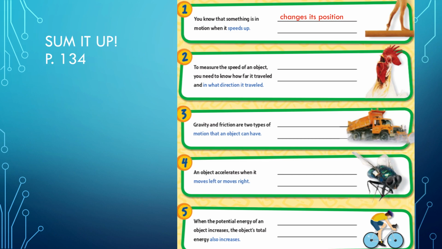Number 2, to measure the speed of an object, you need to know how far it traveled and how long it took. Number 3, gravity and friction are two types of forces that act on objects. Number 4, an object accelerates when it speeds up, slows down, or changes direction. Number 5, when the potential energy of an object increases, the object's total energy remains the same.